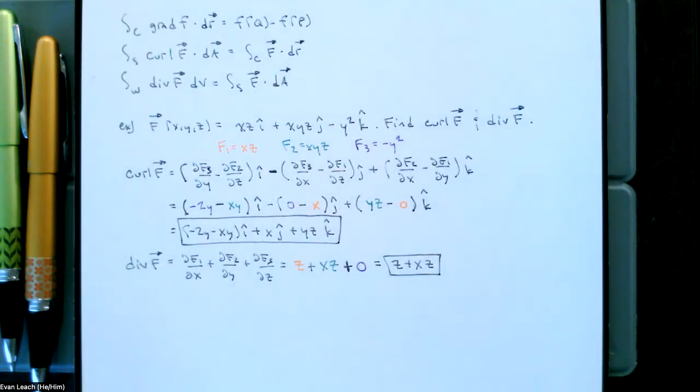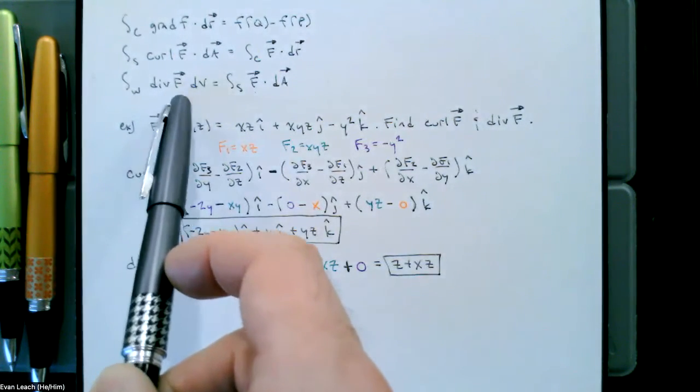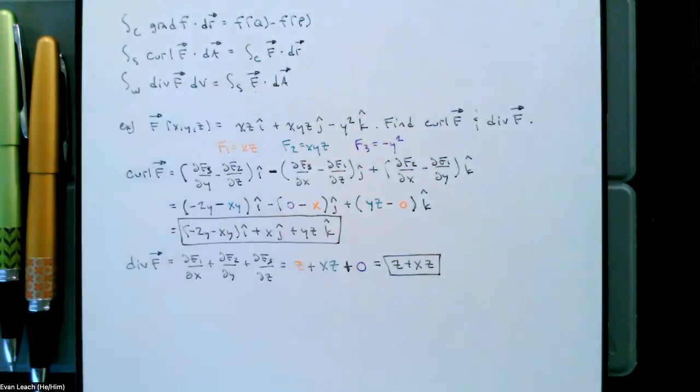Then the divergence is del dot the vector field. So the partial F1 dx plus the partial F2 dy plus the partial F3 dz. Remember this, the dot product is a scalar product. So we're coming up with a scalar function. We're reminded of the fact that this is a scalar function by looking at the divergence theorem, where we integrate the divergence of f times dv.